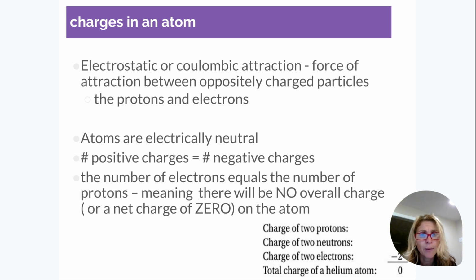My head is blocking the image, but if the charge of 2 protons is positive 2, the charge of 2 neutrons is 0, the charge of 2 electrons is negative 2, and again, that net charge for a helium atom would be 0.